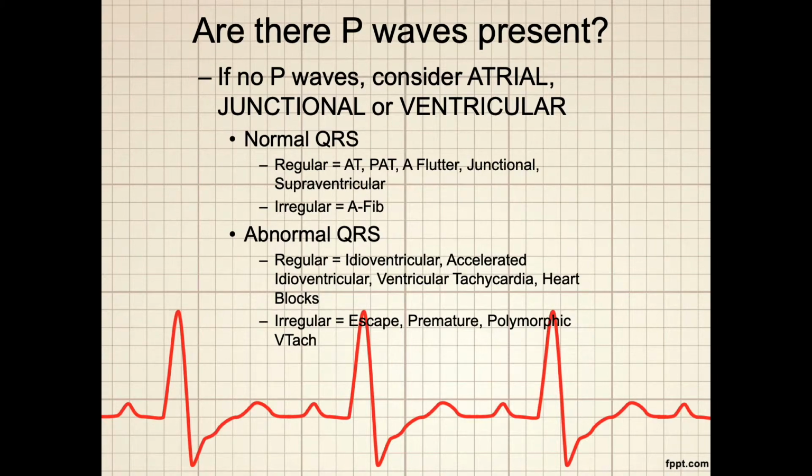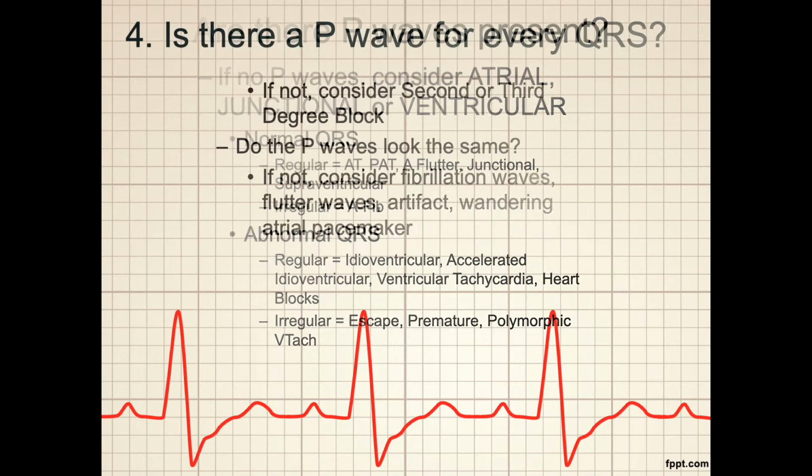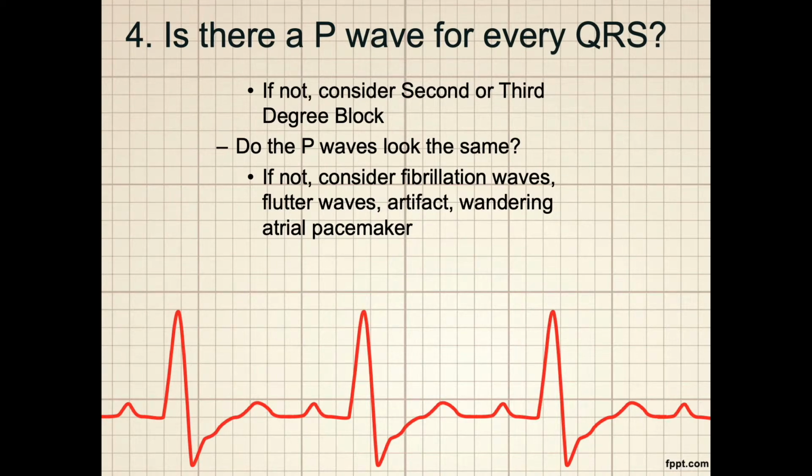Once we've established the P waves, the next thing we ask ourselves is, is there a QRS for every one of those P waves? If there is not a QRS that follows every single P wave, consider a second or even a third degree block. You should also ask yourself at this time, do these P waves look the same? Because if not, you should ask yourself, are those actually fibrillation waves? Or are those something like flutter waves? Is it artifact? Could this be a wandering atrial pacemaker?